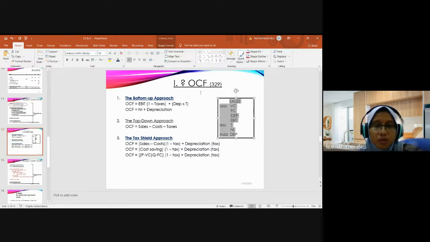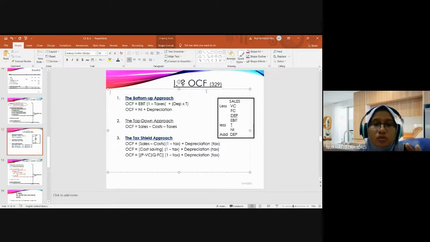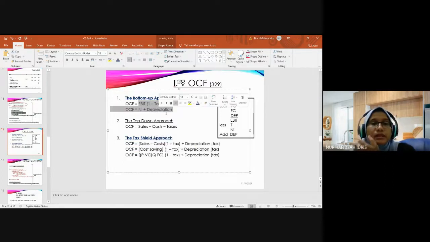Okay, so number 1, OCF ada 4 benda. Remember there are 4 elements in order to find your cash flow. Number 1 is OCF, operating cash flow. So for the operating cash flow, how to calculate operating cash flow? Okay, either you use the bottom up approach or tax shield approach. Macam mana kita nak tahu bottom up ataupun tax shield? So later kita akan buat exercise, you akan tengok lah. Okay, at what condition we will apply this method, at what condition you will apply this method.